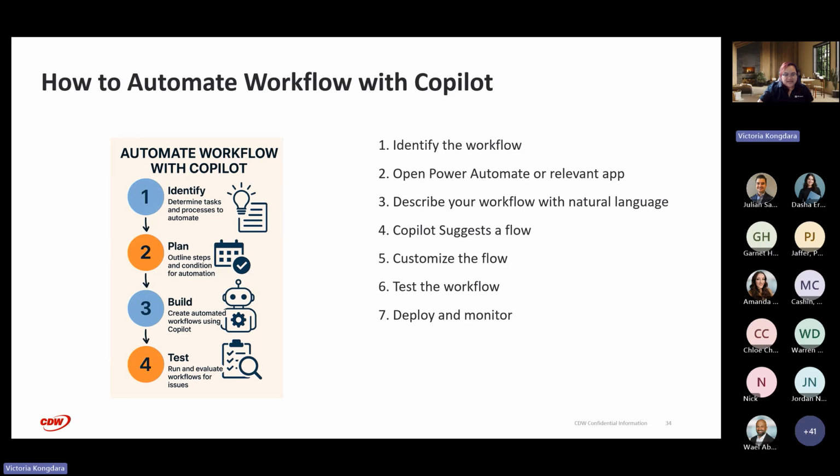And then, of course, testing out the workflow. You want to make sure it runs to ensure that it behaves as expected. Copilot can troubleshoot errors or suggest improvements. And then, of course, at the end, the goal is to deploy and monitor. Save and activate your workflow. Use Copilot to summarize performance or flag issues. Automating your workflow can be done in a variety of methods, leveraging tools such as Power Automate and Copilot Studio.